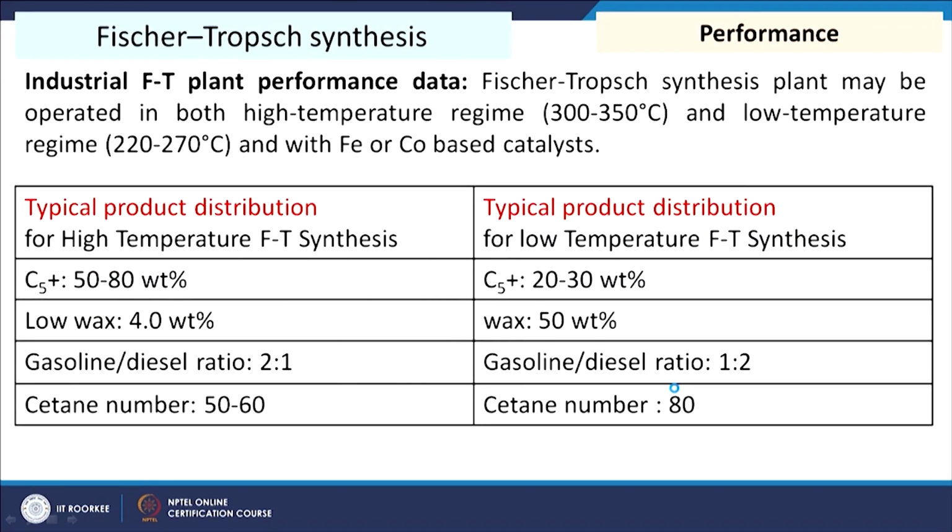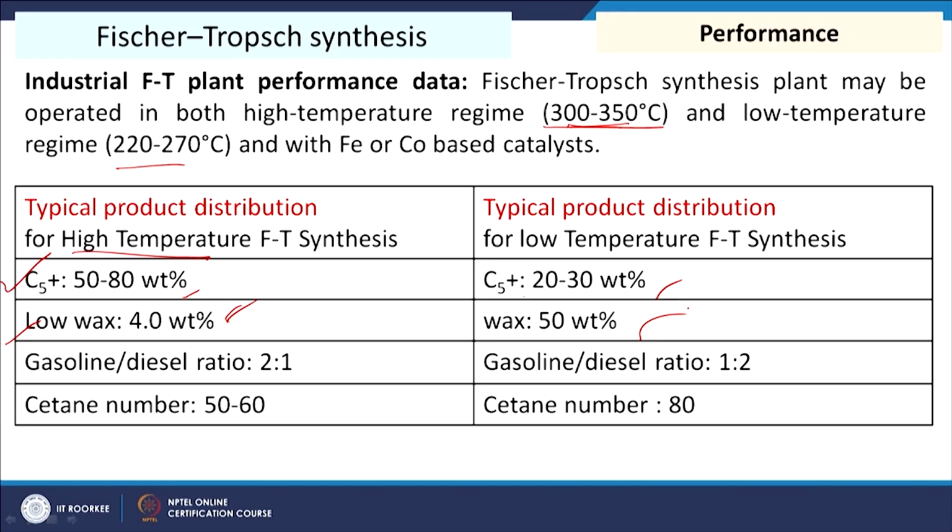So, Co will be preferred for this case, and as we mentioned, we have two temperature ranges, one is 330 to 350 and another is 220 to 270 degree centigrade, and under these two different operations we will see the distributions of the product. So, here at high temperature, 330 to 350 degree centigrade, we are getting C5 plus equal to 50 to 80%, and here we are getting C5 plus 20 to 30%. So, at high temperature we are getting a lower percentage of wax, and here we are getting 50% of wax.